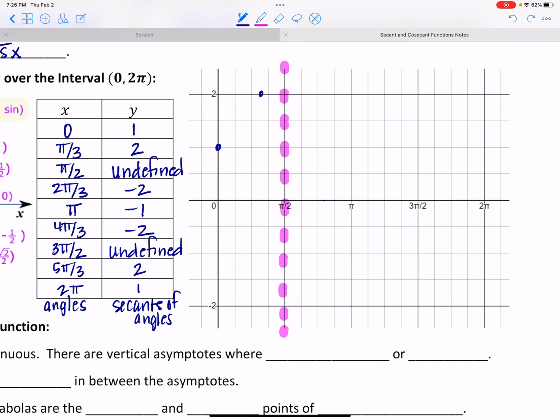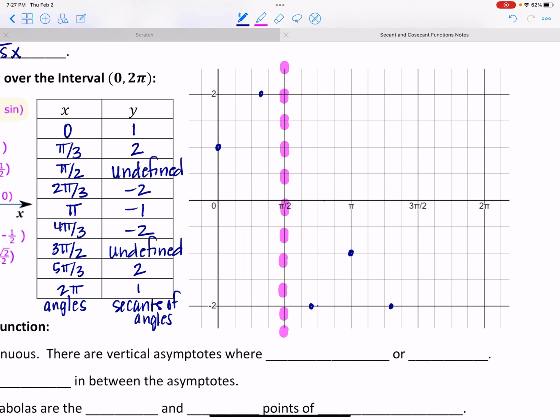Then our graph's going to go down to negative 2. So somewhere like here-ish, whatever, okay. I feel like that's a little bit off, but maybe like right here. And then at pi, we're at negative 1. That's a nice point I can graph. And then at 4 pi over 3, so that's going to be like here-ish, we're going to be back down to negative 2.